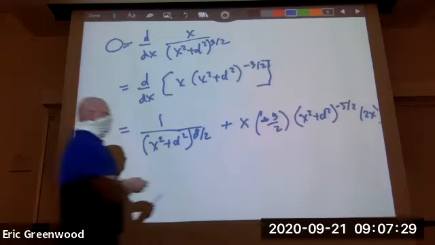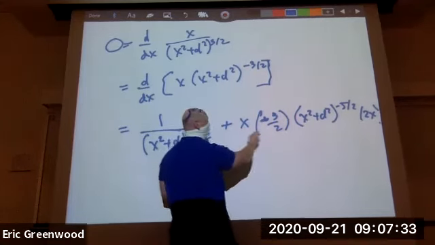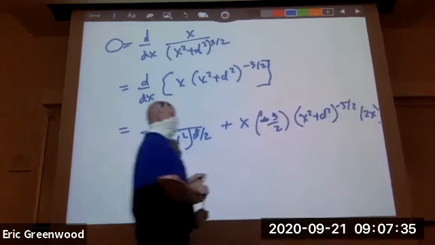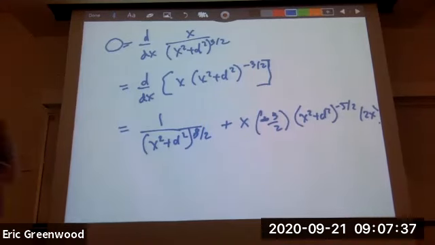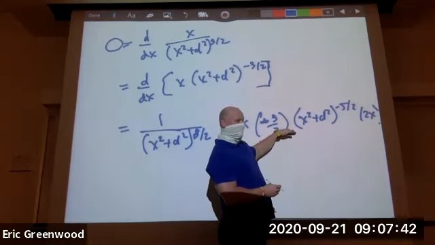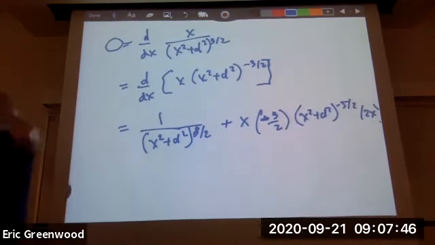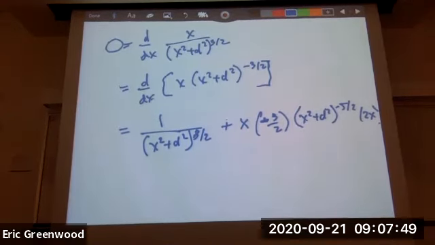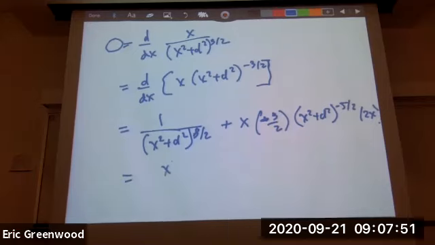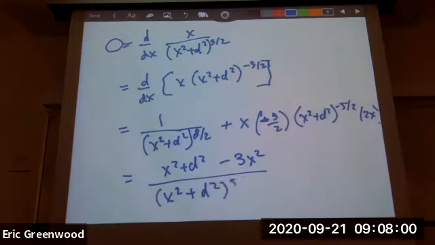So good. What will happen then is that this 2 will cancel this 2. And this will become negative because of this negative. I get an x here with an x here. That becomes an x squared. And finally, this is a 1 over 3/2. This is a 1 over 5/2. So to find a common denominator, that's simply 1 over 5/2. So I'm going to multiply top and bottom of this by x squared plus d squared. So let's do a whole bunch of steps in one. So this becomes x squared plus d squared minus 3 times x squared, all divided by x squared plus d squared, all to the 5/2.